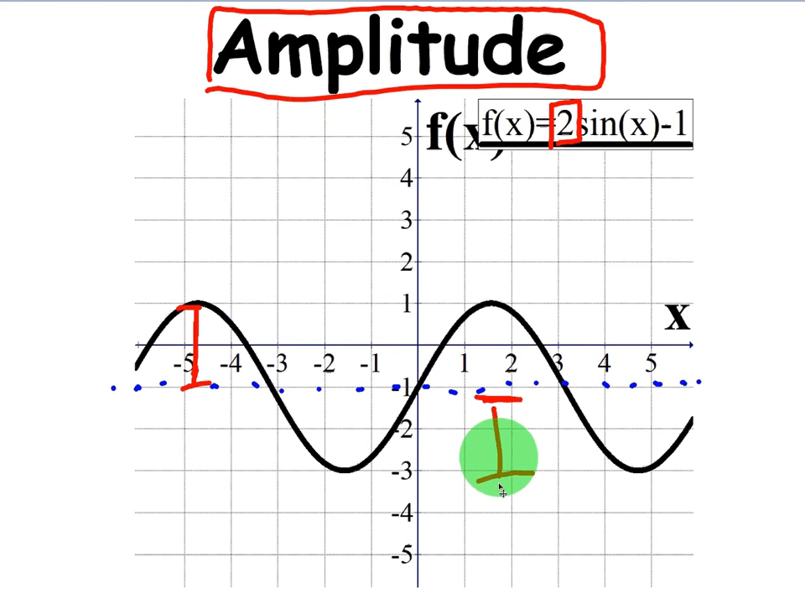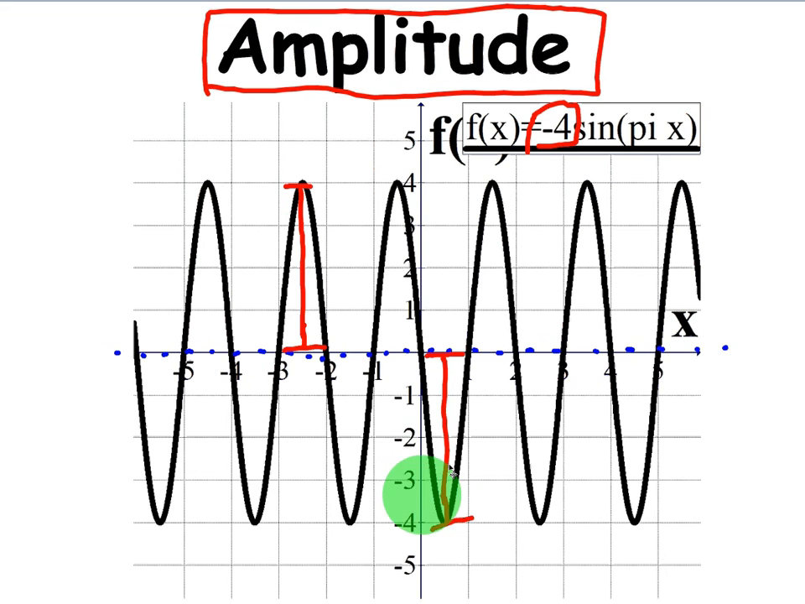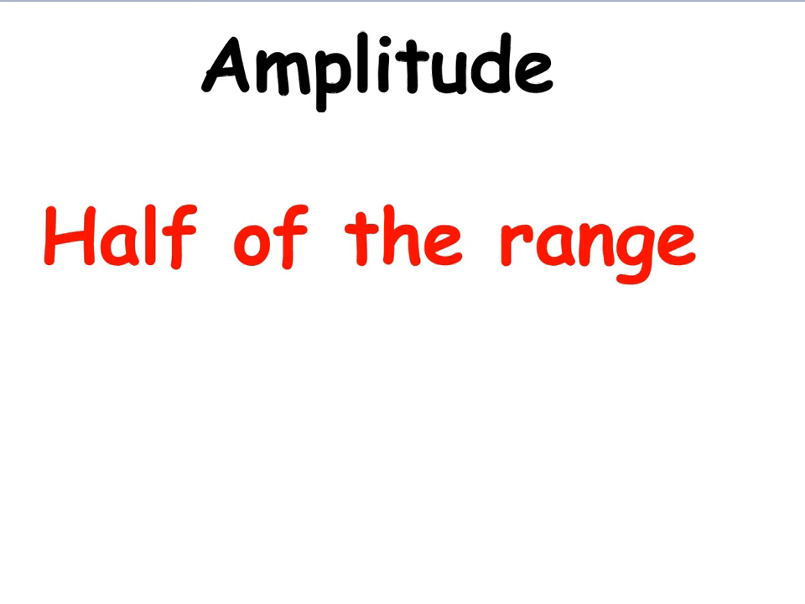Okay, so this graph ranges from negative 3 to 1, which is 4 total. So the red line, which is the amplitude, will always be half of the range. Just like in this one, the range goes from negative 4 to 4, so it's 8. Half of 8 is 4.